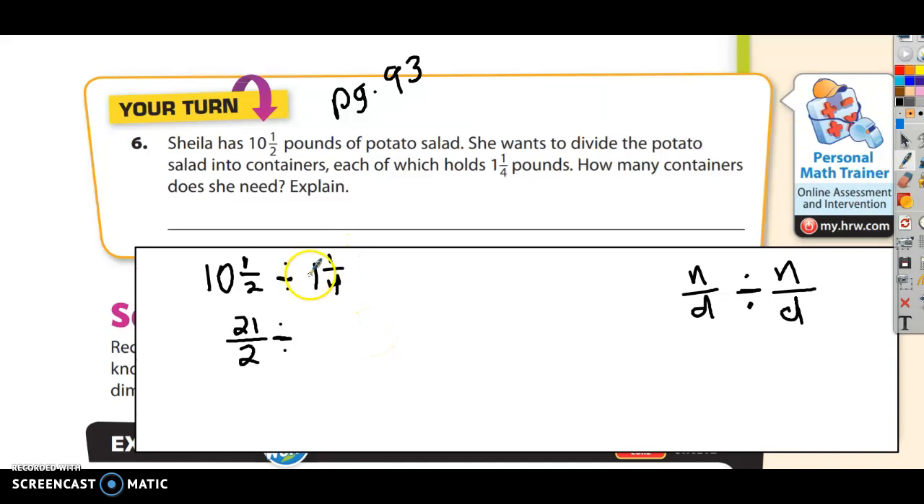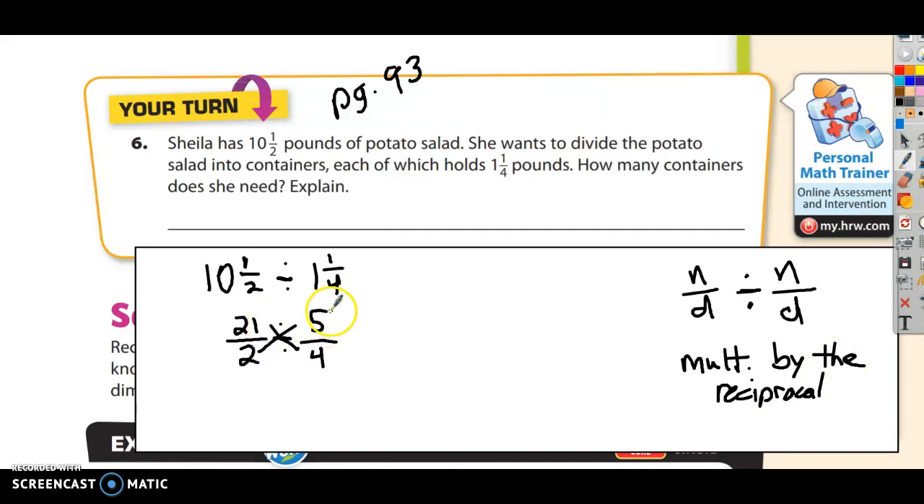Do the same thing to the second fraction. 1 times 4 is 4, plus 1 is 5. So that is equivalent to 5/4. So step number 1 is I need the structure of numerators and denominators. Step number 2 is I need to remember the rule, which is multiply by the reciprocal. And that's the reciprocal of the second fraction. So instead of dividing, I'm going to multiply, and instead of 5/4, I'm going to invert that to 4/5.